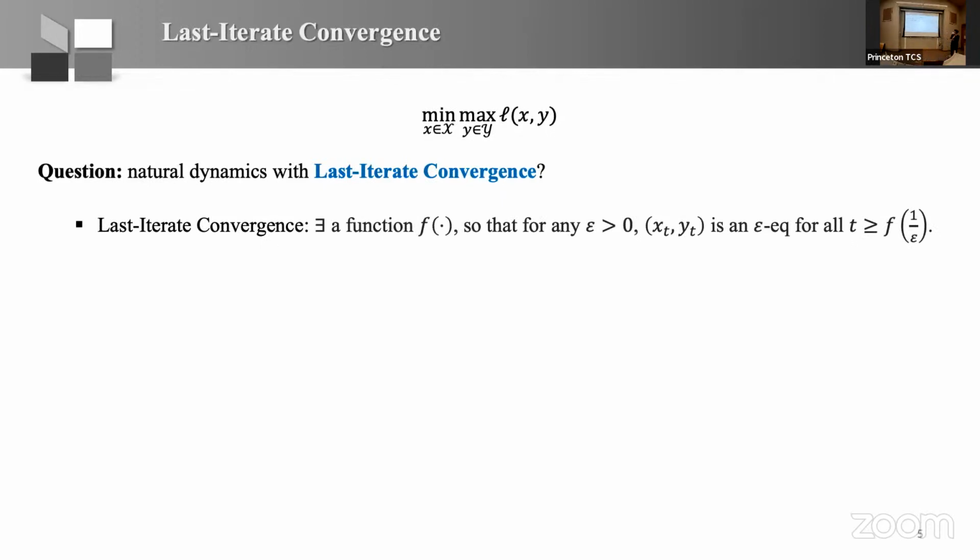Okay, so here is a bit more formal definition of what I mean by Last-Iterate convergence. So what I want is to figure out a function f so that for any accuracy epsilon you want, I can tell you that as long as you run the algorithm for more than that number of steps, you would get an epsilon equilibrium. So that's my definition. Okay, so just to avoid this kind of cheating, saying that, hey, I'm just going to output the average iterate in the end.